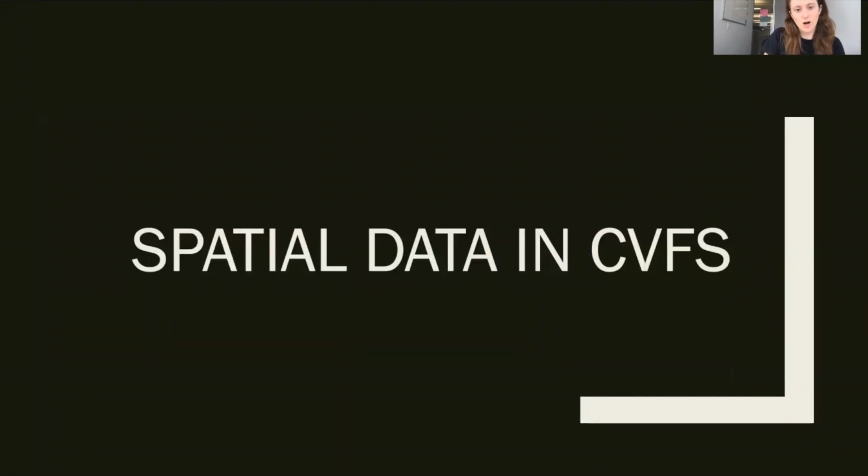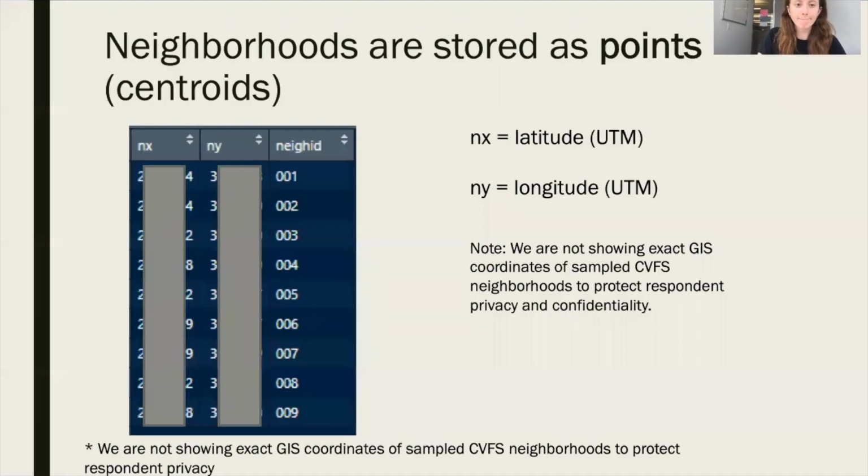So now, jumping into spatial data in CVFS. How are spatial data represented in CVFS? Well, neighborhoods are stored as points, and these points represent the centroids, or the center, of each neighborhood. If, for example, you have access to the restricted data set in CVFS, you can load in this data file, which just has NX, NY, and the neighborhood ID. So this is not yet a shapefile, it's just a flat file with latitude and longitude. I should note that we're not actually going to show the latitude and longitude to protect privacy and confidentiality. But if someday you get access to the restricted data set, this is what the data will look like.